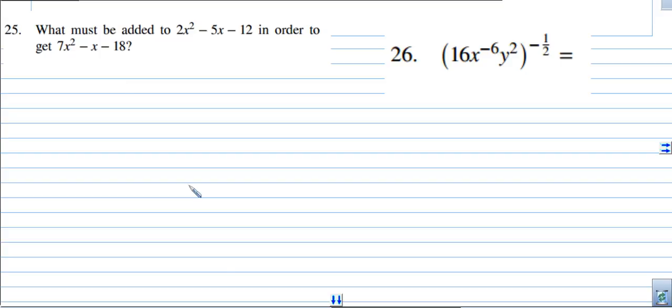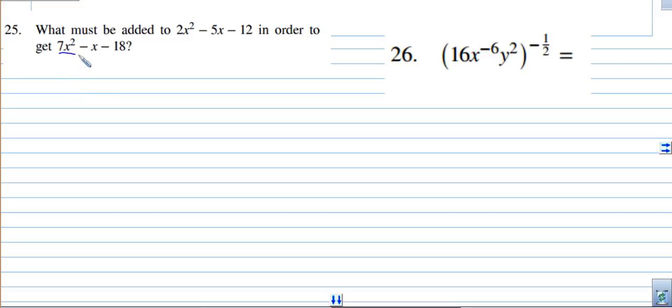Okay, looking at this question: what must be added to 2x squared minus 5x minus 12 in order to get 7x squared minus x minus 18? So really, even though it says added here, it's saying what do you need to add to this right here to get this? Which is kind of like that find the missing side question, okay?